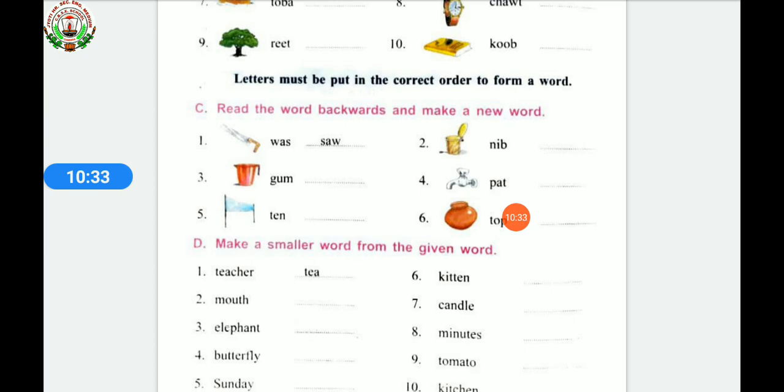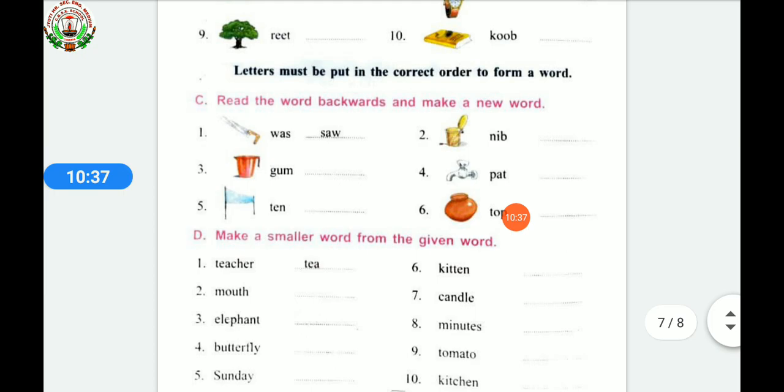Fourth one, again you have to do the same. PAT. You will not read it as pat. You have to read from the back side. So it will become TAP, tap. And the picture is also of a tap.